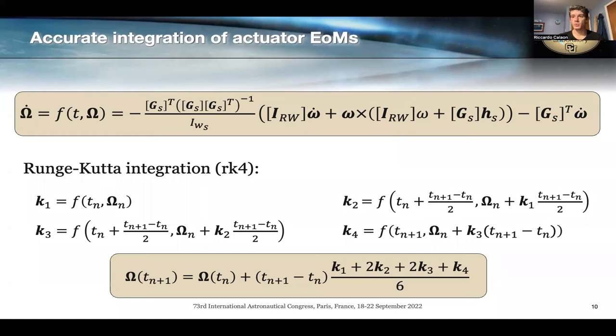And here I'm doing so by means of a Runge-Kutta fourth order integrator, which works by defining the four coefficients K1, K2, K3, and K4 reported here. And the last equation defines how to calculate the wheel speeds at every new time step n+1 based on the wheel speeds at the previous step, omega Tn.